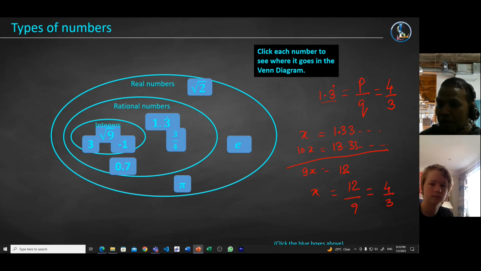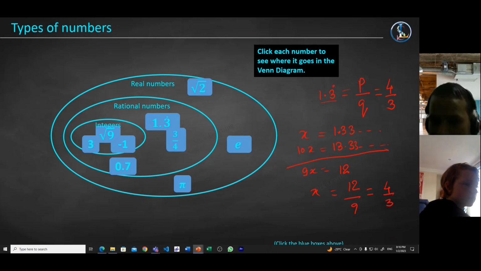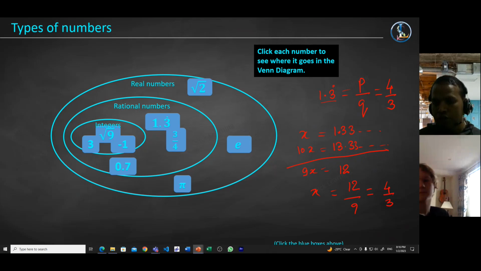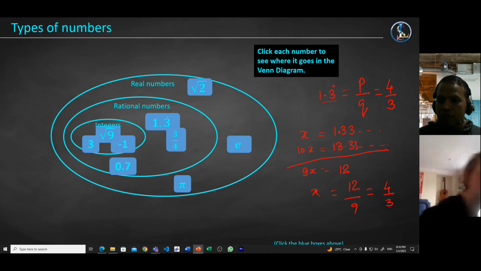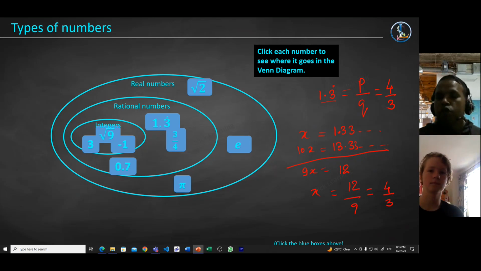When we subtracted these two equations, on the left side 10x minus x, we got 9x, and 13.33 minus 1.333 up to infinity. So 13 minus 1 is 12, and 12 over 9 becomes 4 over 3. This is the way of converting the recurring number into the P over Q form, meaning a rational form. You might know this, right?